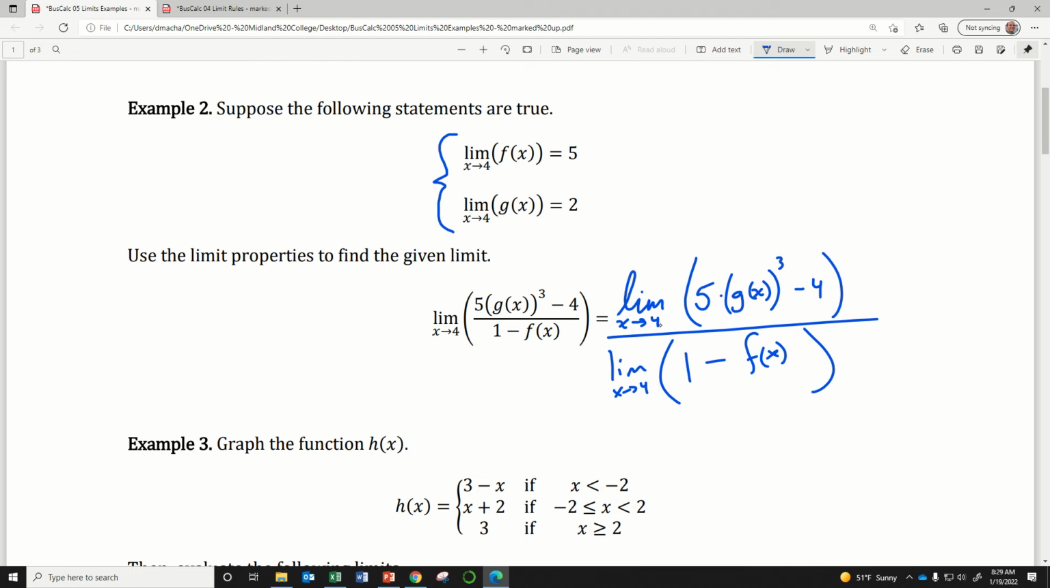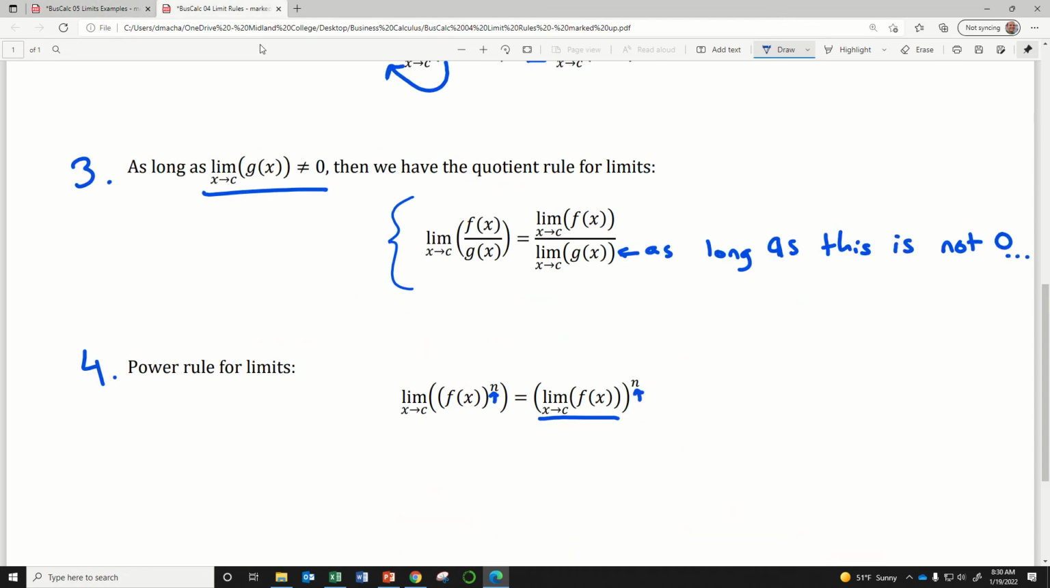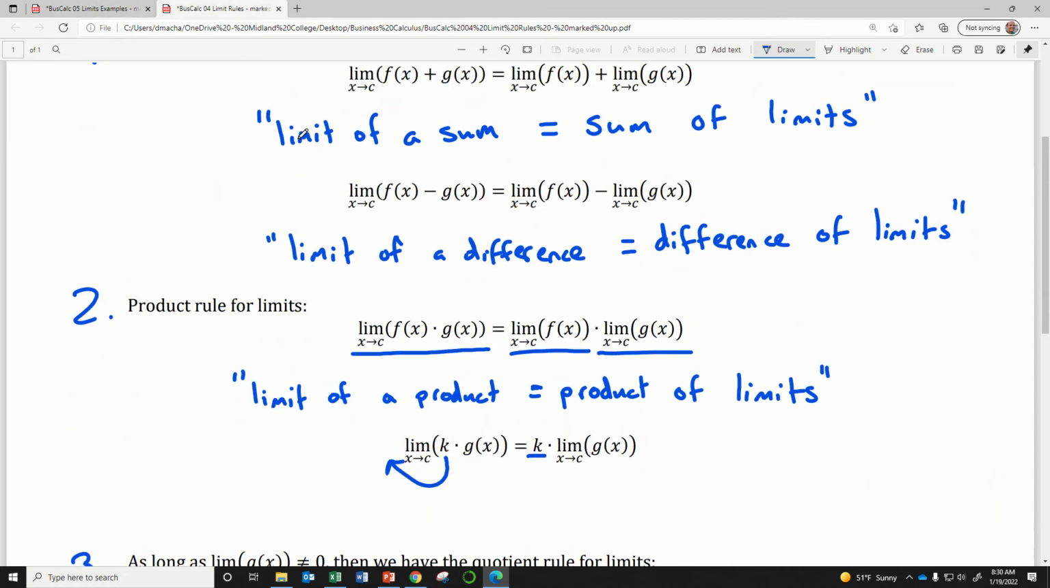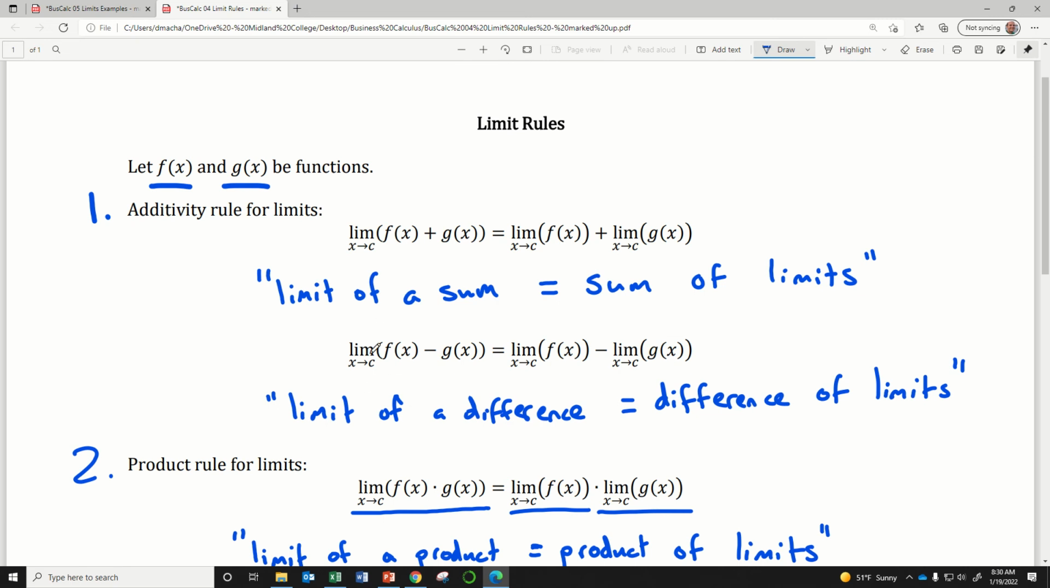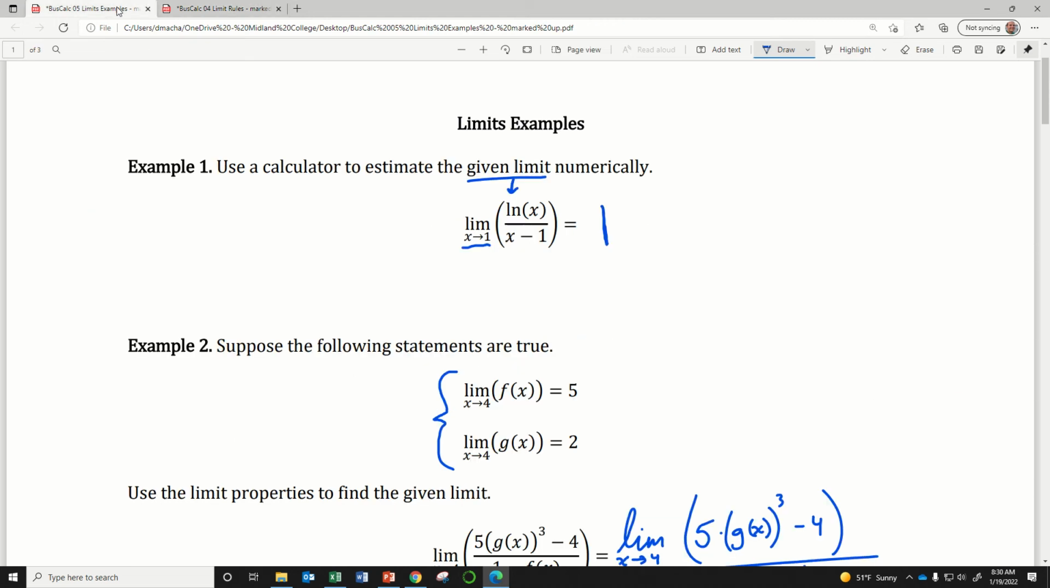In the numerator here, I see that the limit is actually a limit of two things that are subtracting each other, right? So I have on the left side 5 times g of x cubed, and on the right side minus 4. So if I go back to my limit rules, we have a limit rule about this as well. This right here is telling me that the limit of a difference is equal to a difference of limits. In other words, if I see a limit that's just two things with a minus sign between, I can break that up into the difference of two limits. So let's apply that idea.